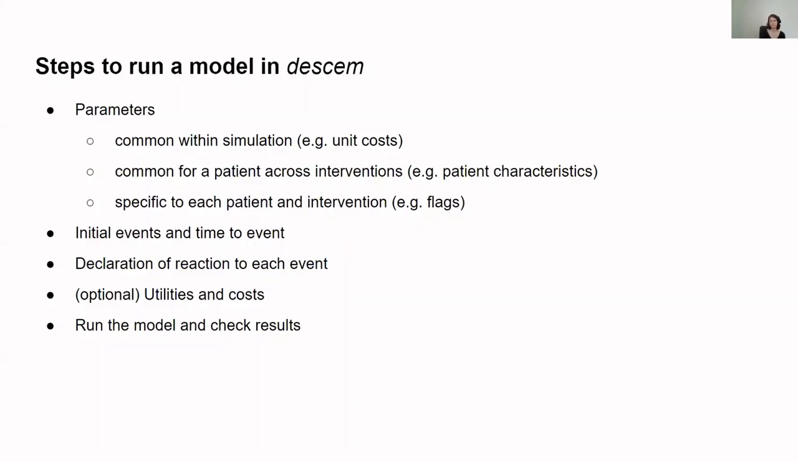and we call those reactions. One feature that we also added, which is also specific to cost effectiveness modeling, is that the user can define utilities and costs specific to those events. But this is optional. In principle, the simulation can also run without defining those utilities and costs, and then it would be a simple clinical simulation. And of course, the final step is to run the model and check the results.